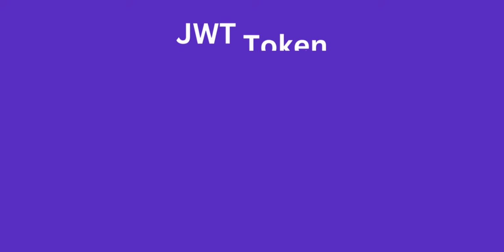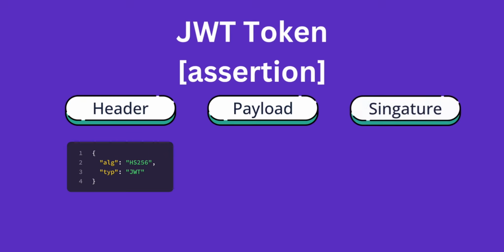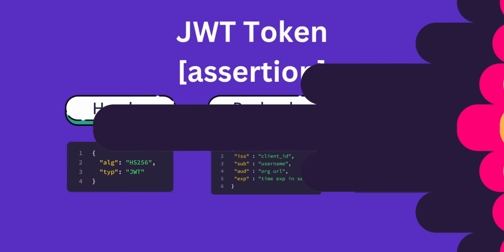A JWT token, or an assertion, consists of three parts: a header, payload, and signature. The header consists of the algorithm name. The payload includes claims. It's a JSON string consisting of information which is unique to your org, in the case of Salesforce. And the last part is the signature, which basically is the signature string of your private key.